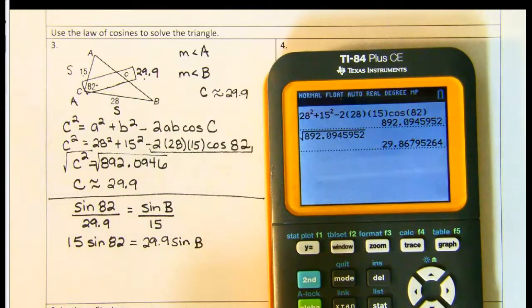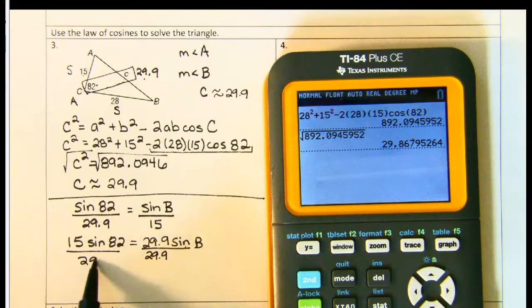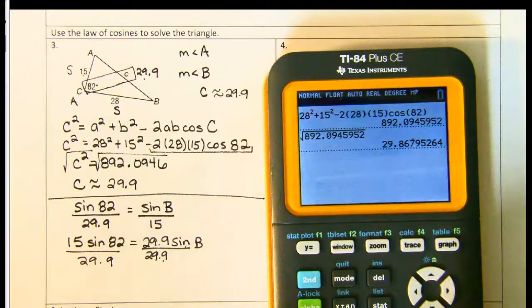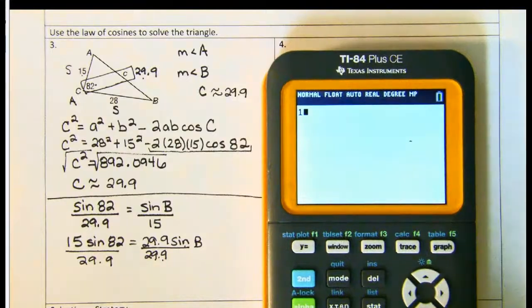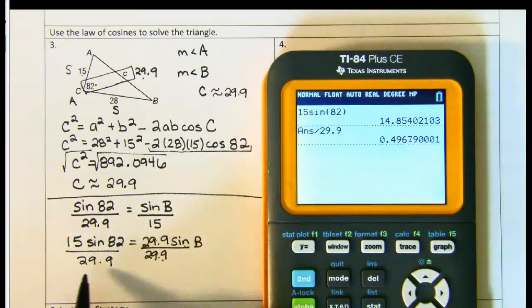Okay. So now that we have everything cross-multiplied, we need to get sine B by itself. So we're going to divide by the 29.9. And if we have a really good calculator, this is rounded. So we would just go ahead and do this part on the calculator. So 15 sine 82 divided by 29.9. And that is going to give me that number. I will round that to 10,000ths place, and that is going to equal sine B.